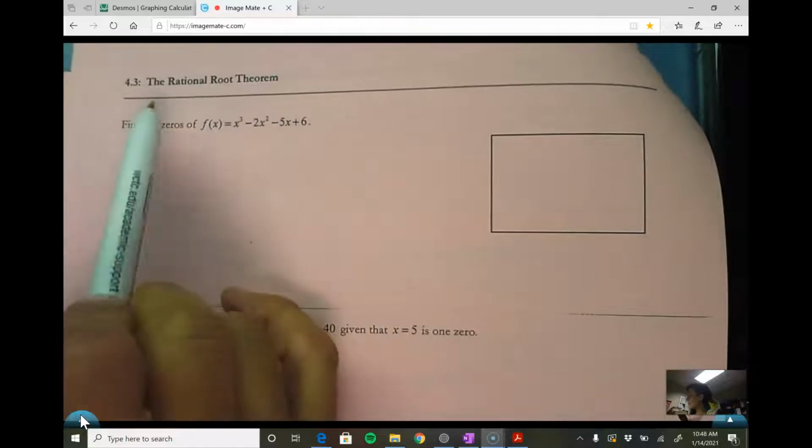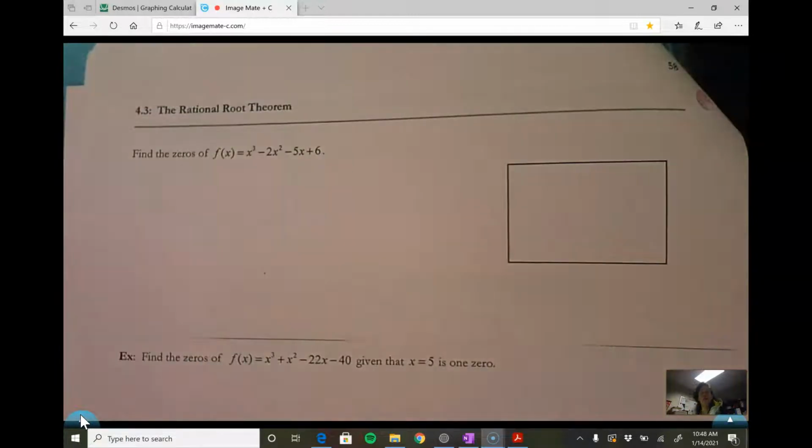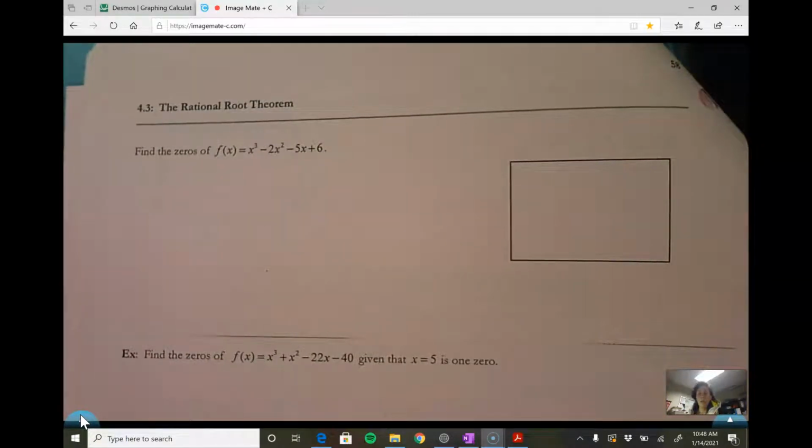Anyway, we are discussing section 4.3 in the pink packet. I am on page 58 and we're going to go over something called the rational root theorem. We use this when we can't factor.